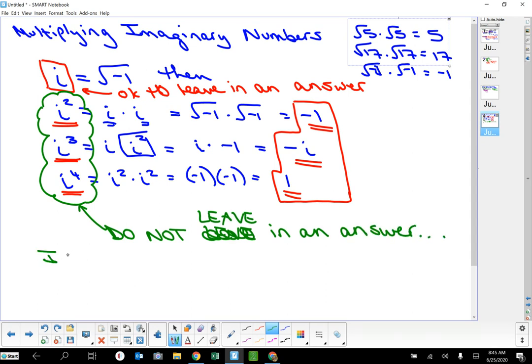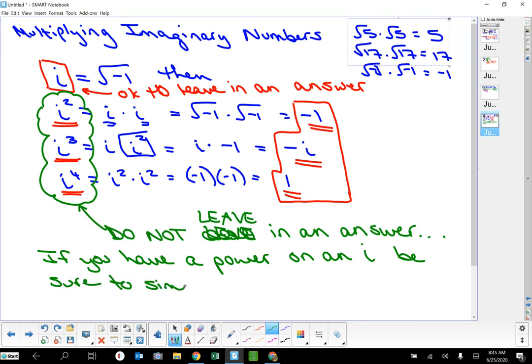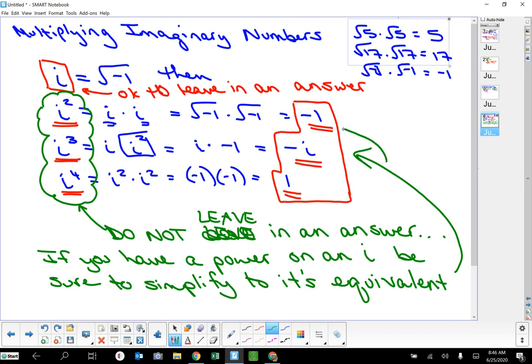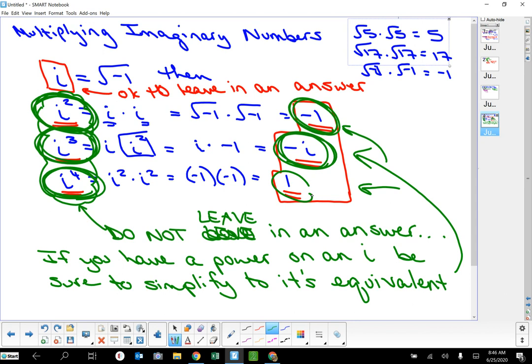So if you have a power or an exponent on an i, be sure to simplify to its equivalent, and that would be one of these values. Okay, so if you see an i squared in a problem, you're going to replace that i squared with a -1. If you see an i cubed in a problem, you're going to replace that with a -i. And if you see an i to the 4th in a problem, you're going to replace that with a 1.